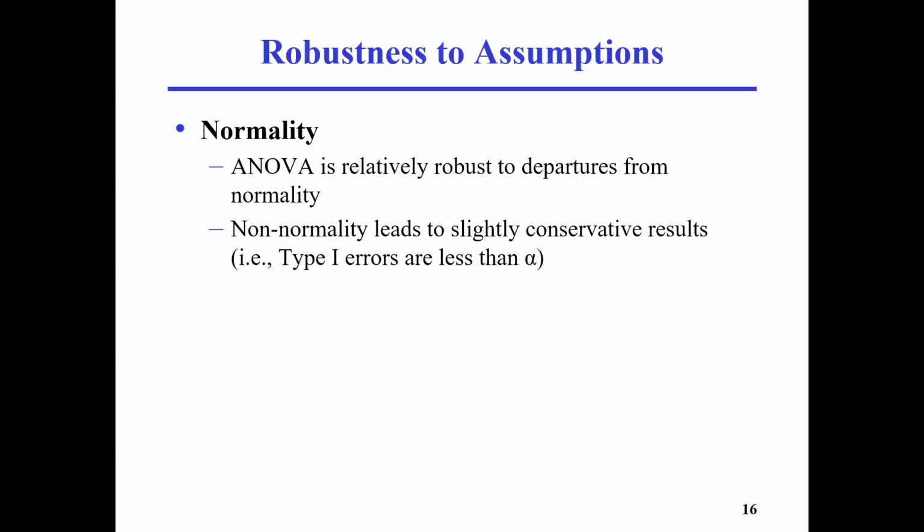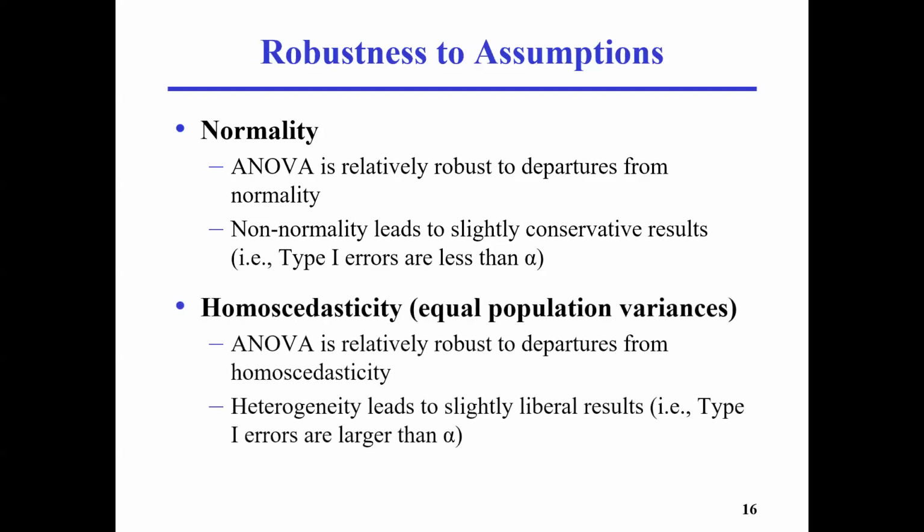So that's the result. So for the second assumption, this word is pretty hard to read, it is called homoscedasticity, or equal population variances. This is the second assumption.